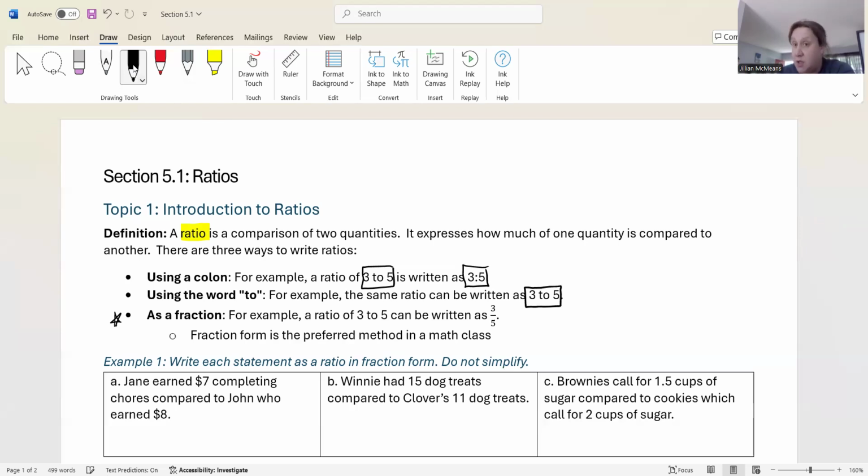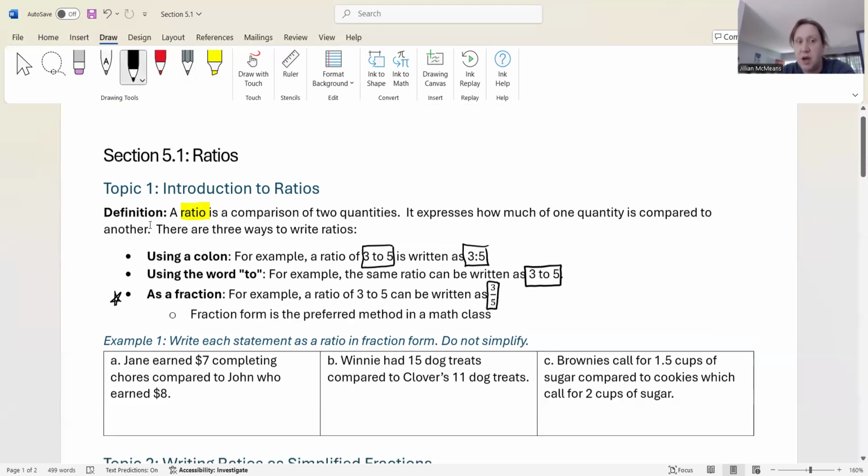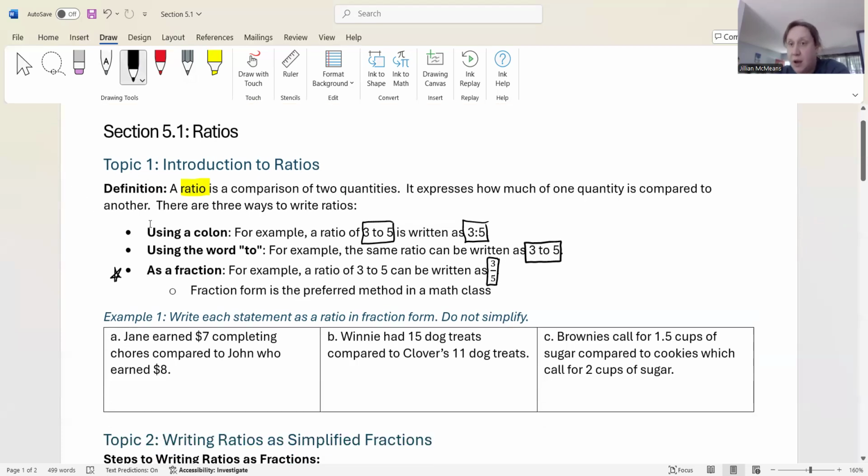As a fraction, if we were going to compare the ratio 3 to 5, we would write the first number as the numerator, the second number as the denominator. And again, this is definitely going to be our preferred method in a math class. So let's just get practice. This is going to be a really short video. We're going to get practice writing out ratios.